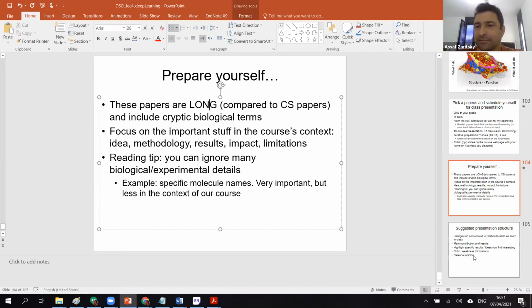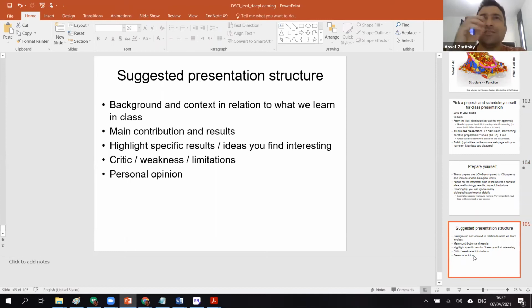Okay. Presentation structure. I'm not going to tell you that slide number one is that, and slide number two is that, and make five slides. No, do whatever you'd like. But this is my advice in terms of structure: background and context in relation to what we learn in class. So basically this gives motivation. What is this about? Is it about image reconstruction, image enhancement? Is it about in silico labeling, what I just showed you now? How do you connect it to what we learn in class? Why is it cool and important? What are the main contributions to the field, and what are the cool results that you must show?